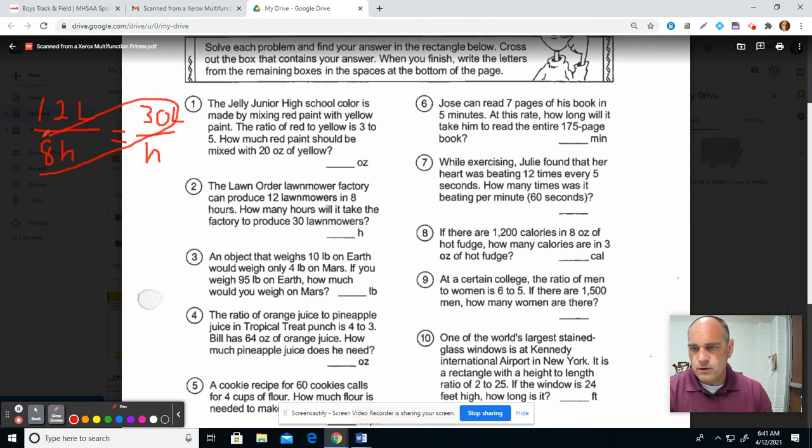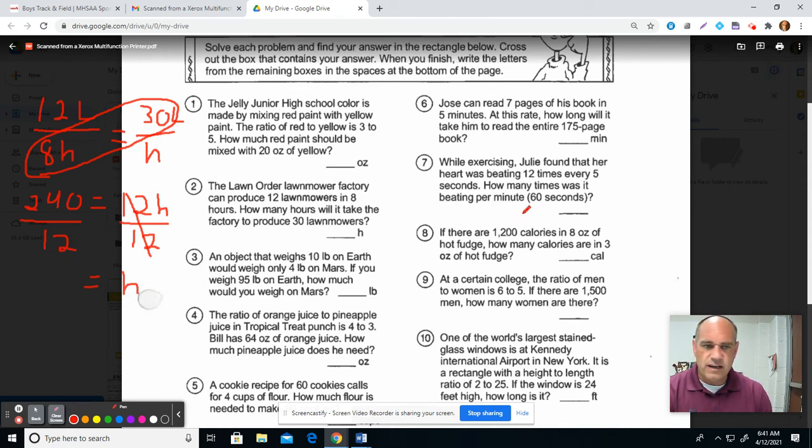8 times 30 is 240 equals 12 times h, which is 12h. Now, I've got my multiplication equation. I undo that by dividing, and I always divide by the number that is attached to the letter. So I divide by 12, divide by 12. On the right-hand side, 12 divided by 12 is 1h. So there's my 1h. 240 divided by 12.